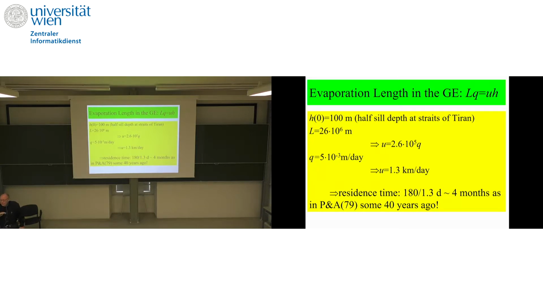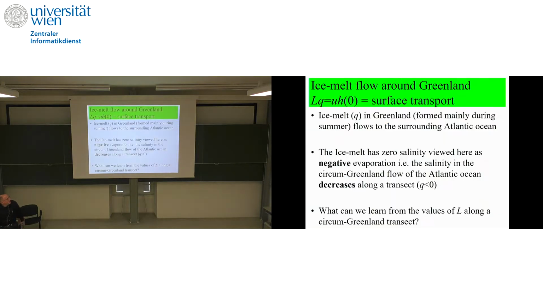Not a big worldwide problem, but it's an interesting going back to my first paper. One last application of the idea of evaporation length. If you look at, I think I talked to you about it, if you look at flow around Greenland, entirely different site.